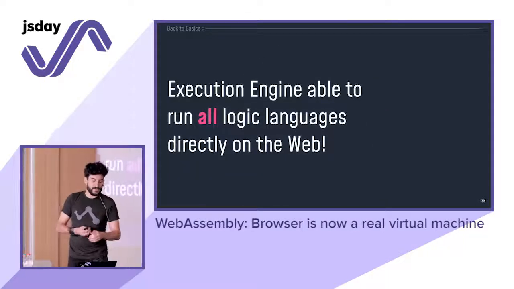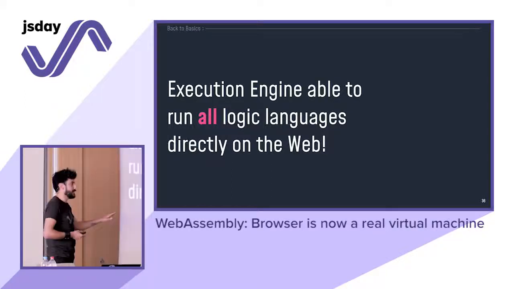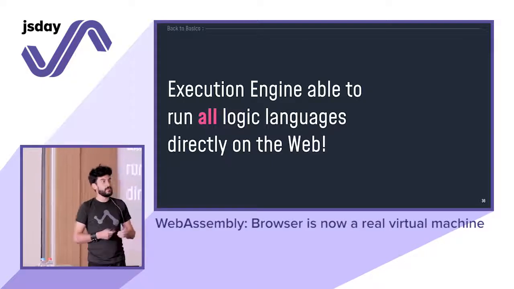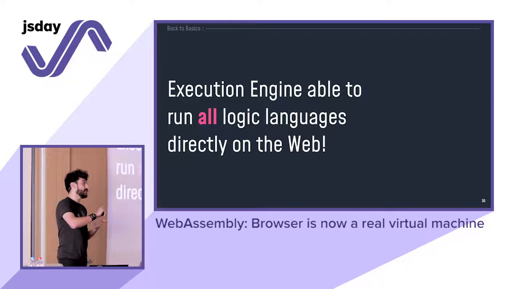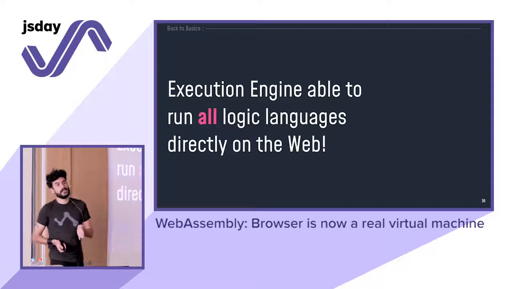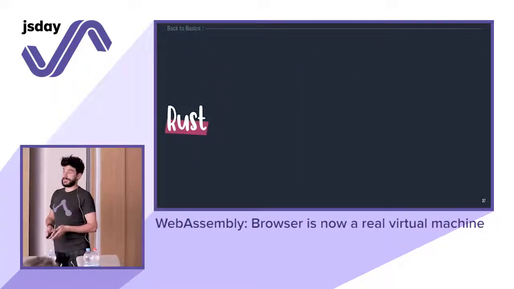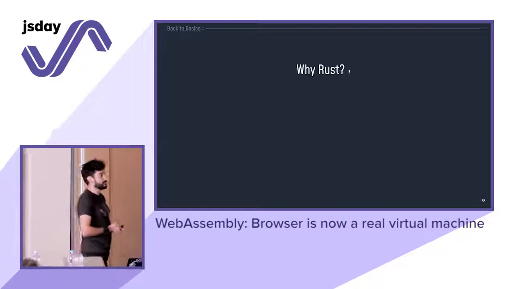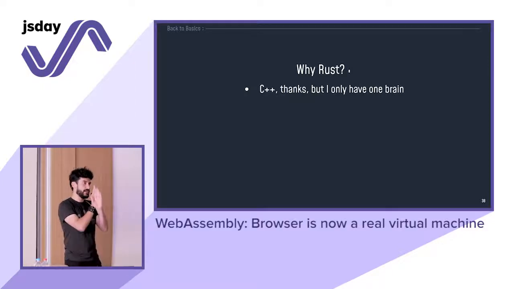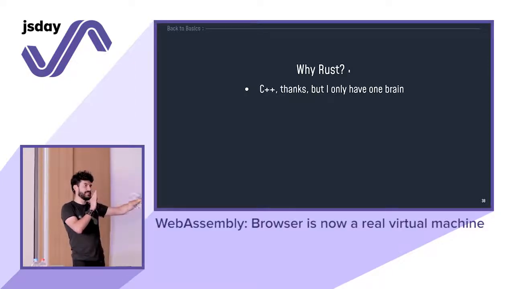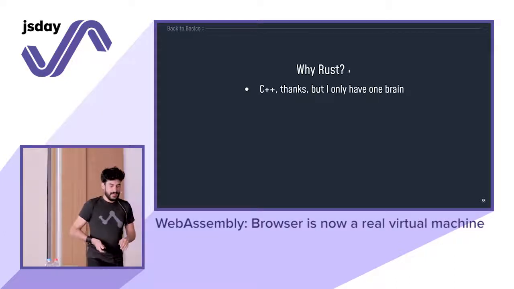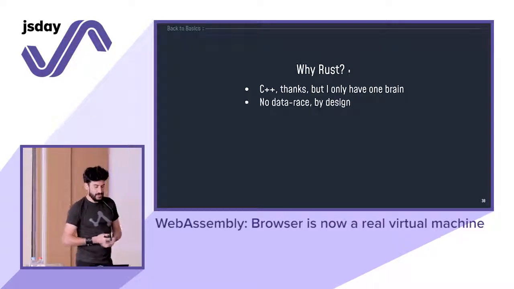So the execution engine is able to run any kind of language that can go through LLVM and execute them directly on the web. You can write it in C, C++, whatever language you want, but you can also write them in Rust. Why Rust? Because C is good, but I've got only one brain, and I don't want to divide my brain between one part that is producing code and the other one managing memory. I can't do that at all. So thank you, but use a modern language.